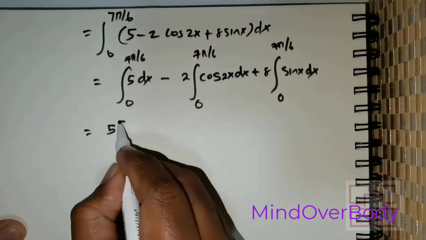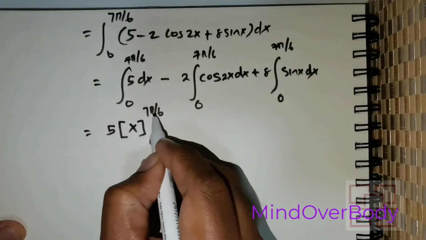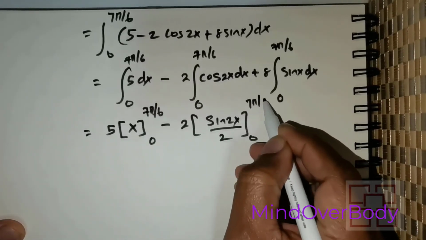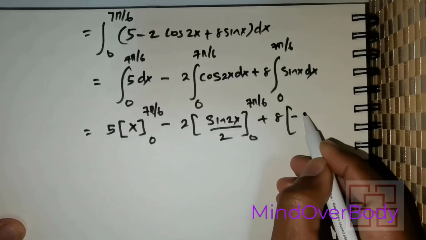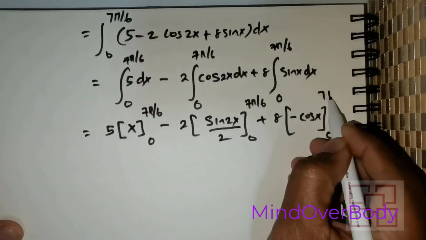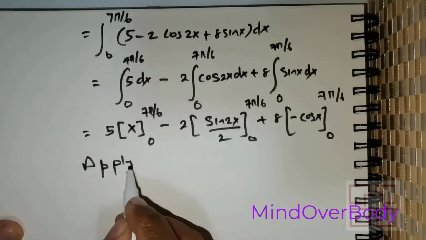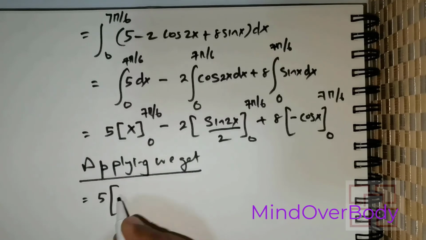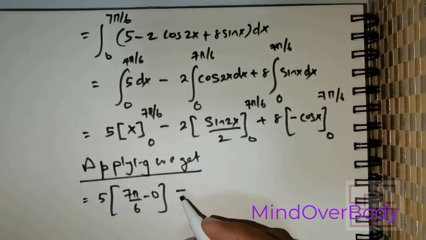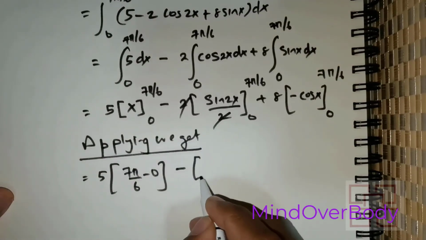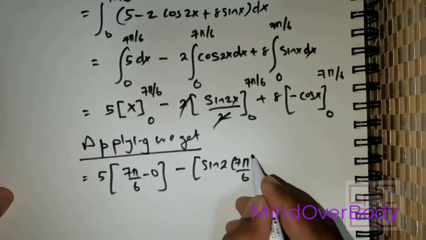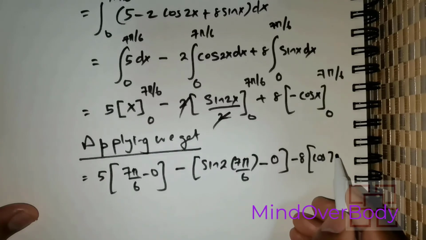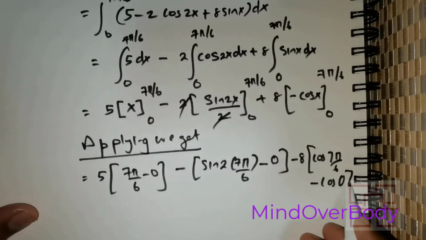Now upon integration this will give me 5 of x, the limits are 0 to 7 pi over 6, minus 2 times, integrating cos 2x would give me sin 2x divided by 2, limits are 0 to 7 pi over 6, plus 8 times, integration of sin x would give me negative cos x, the limits are 0 to 7 pi over 6. Now applying limits, what do we get when we apply the upper limit? It's going to be 5 of 7 pi over 6 minus 0, minus, the 2 and 2 can be cancelled, so this is going to be sin of 2 times 7 pi over 6 minus sin 0, and of course sin 0 is 0, so no need to bother. This is going to be negative 8 times (cos of 7 pi over 6 minus cos of 0). So this is what we have got.